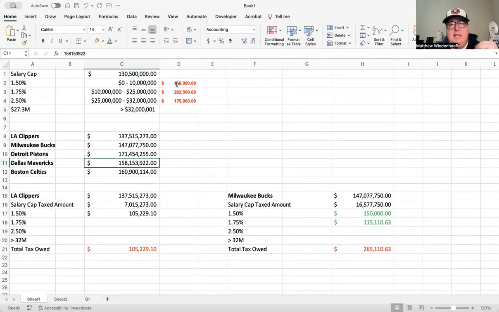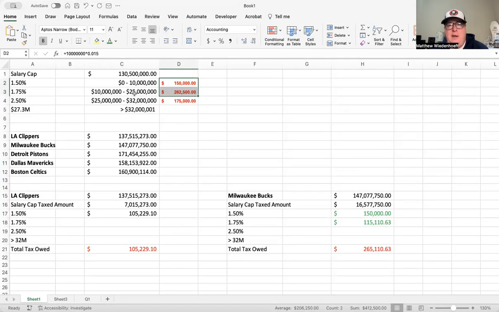This here is the total amount. So if you're going to land in tier 3, you already know how much it is for tier 1 and 2. You don't have to do the math for those. All you have to do then is take your number in this 25 to 32 range and subtract 25 million from it. So if your number is 28 million, subtract 25 million from it, and do that number times the percentage.